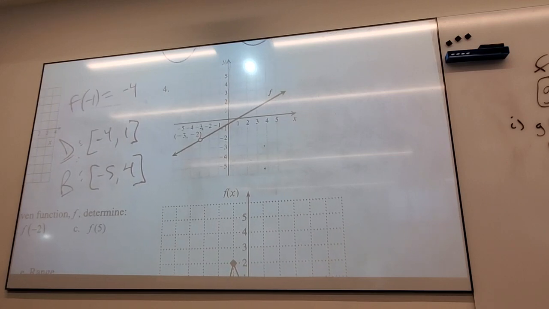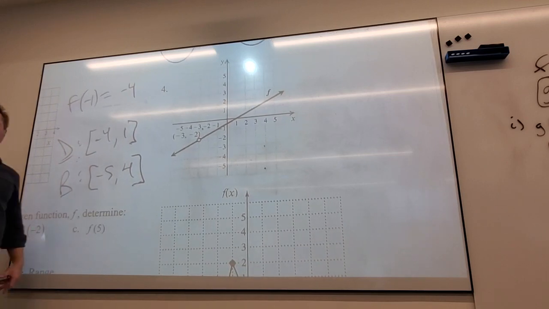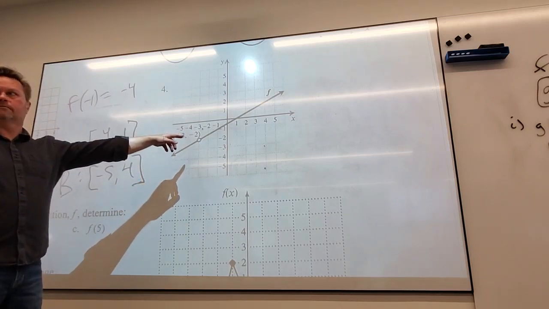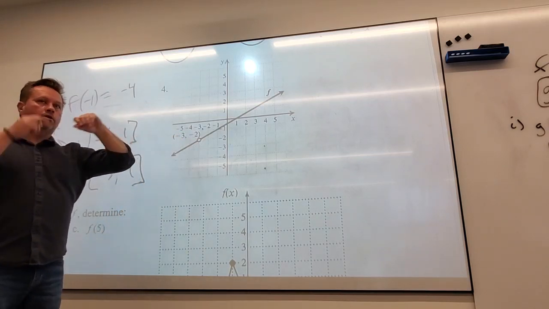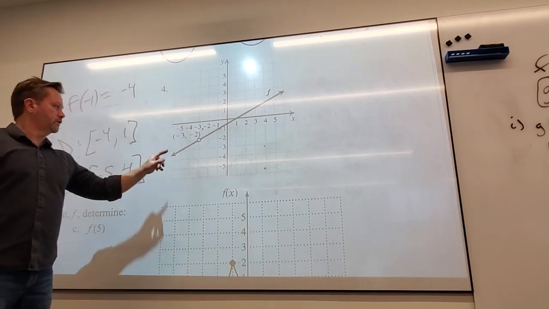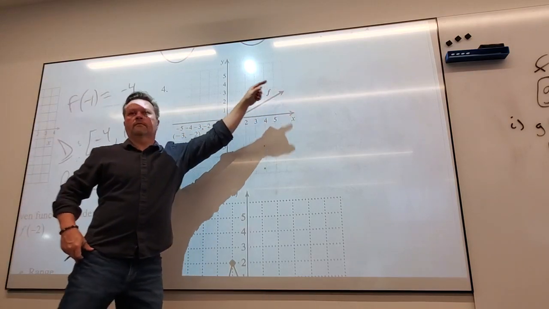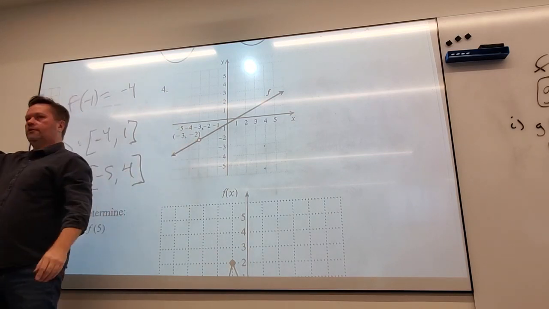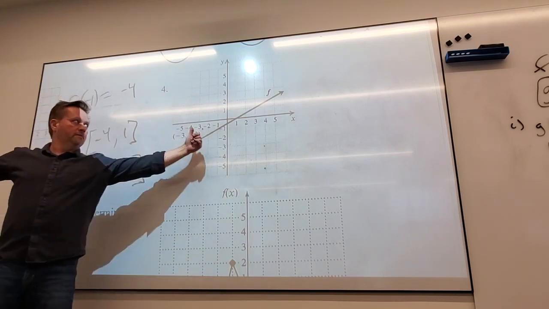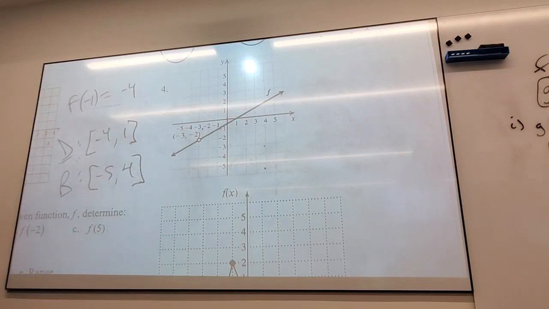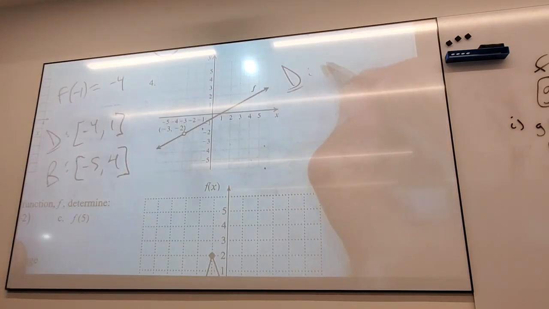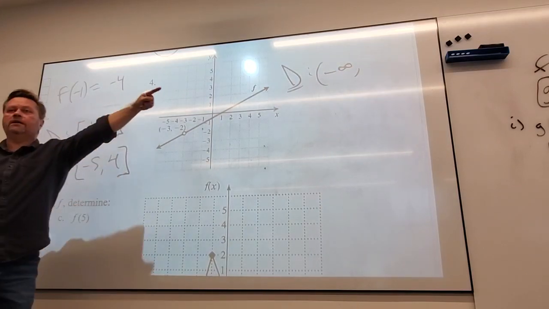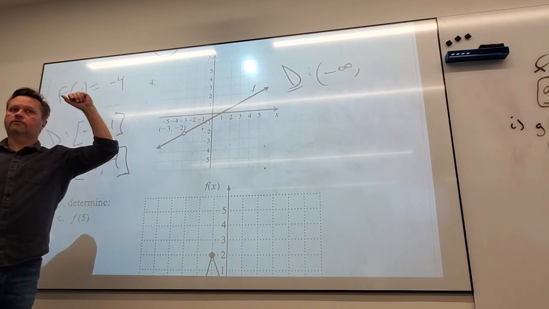What immediately strikes you about this one? Open circle. So for the domain, what else strikes you on the ends? Infinity. What's the lowest input? What kind of infinity? Negative. So the domain here would be negative infinity up to, what, infinity? Nope. Where do I stop?